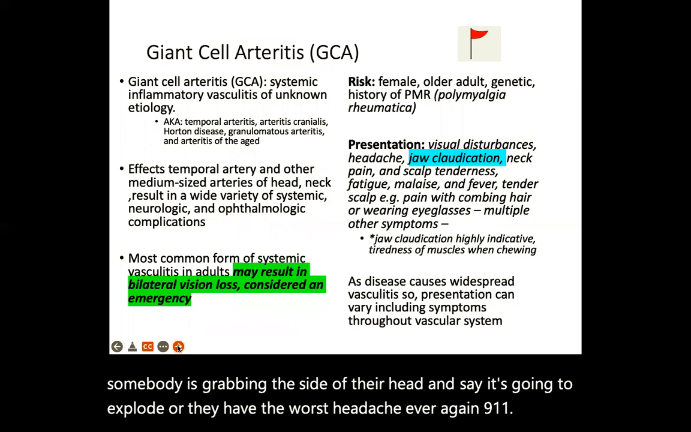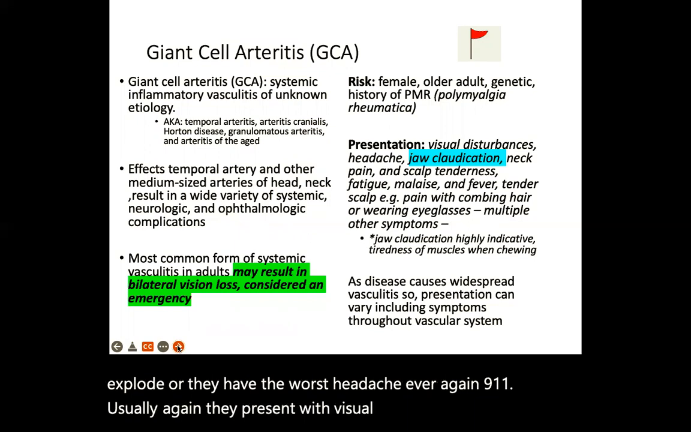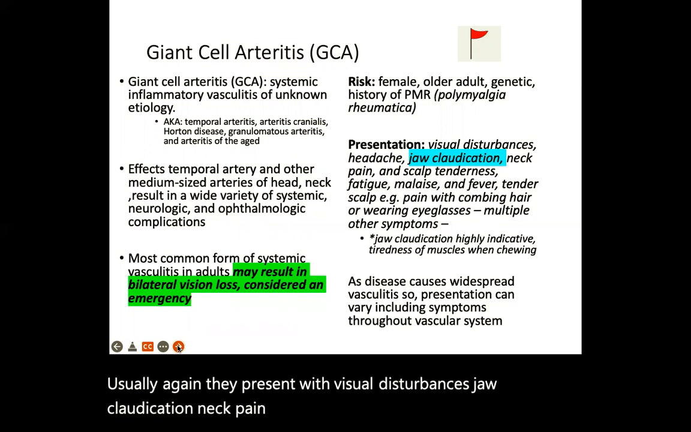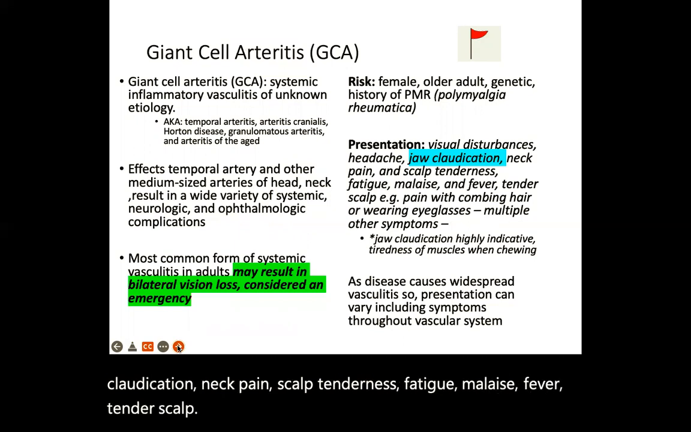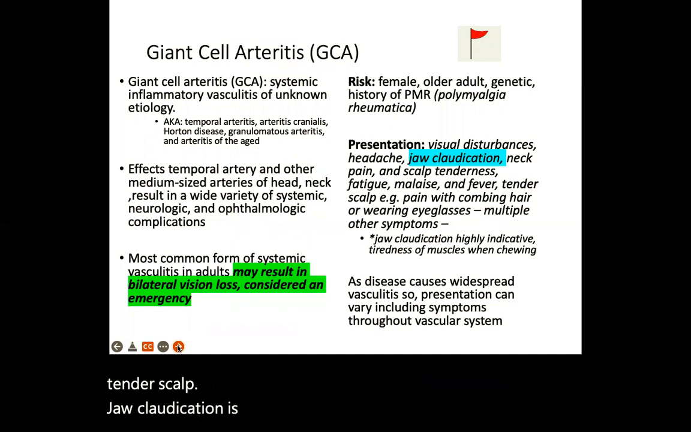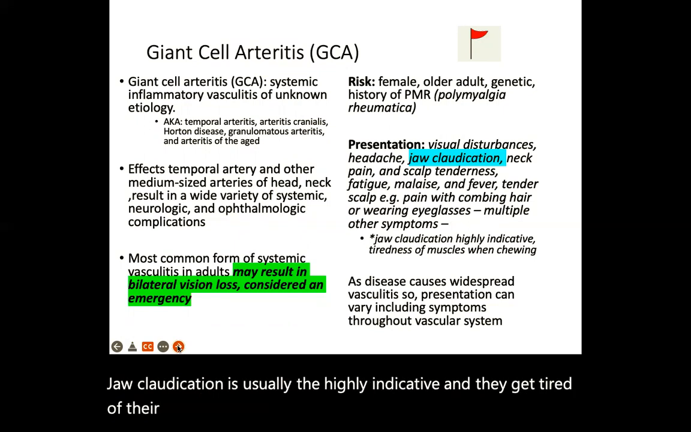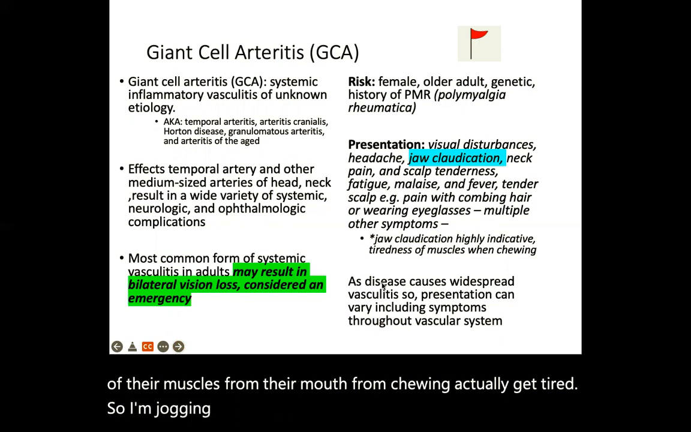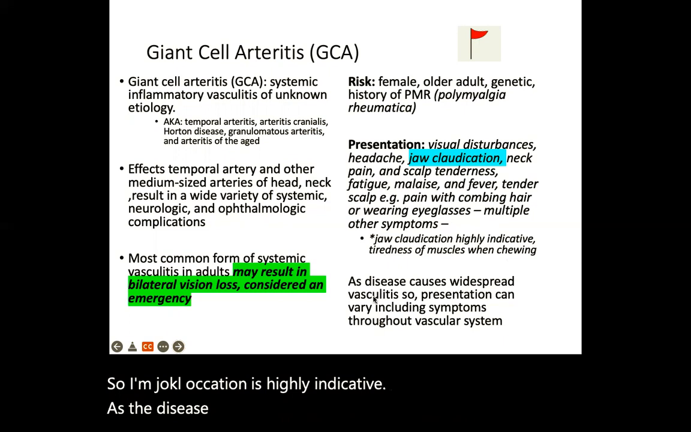Usually, again, they present with visual disturbances, jaw claudication, neck pain, scalp tenderness, fatigue, malaise, fever. Jaw claudication is usually highly indicative, and the muscles of their mouth get tired from chewing. So jaw claudication is highly indicative. As the disease causes widespread vasculitis, presentation can vary, including symptoms throughout the vascular system.